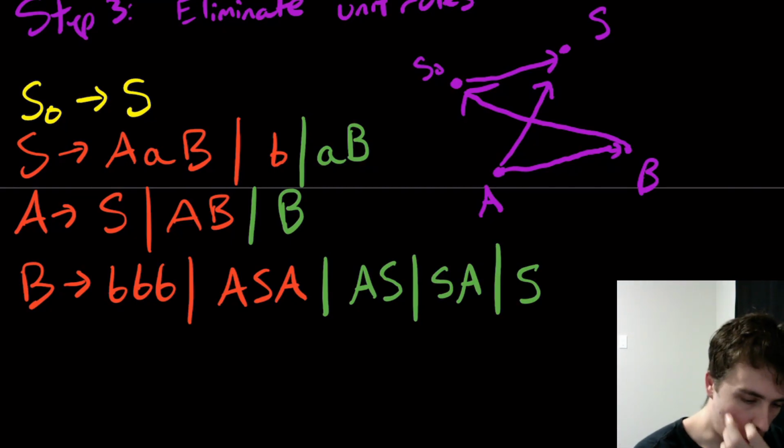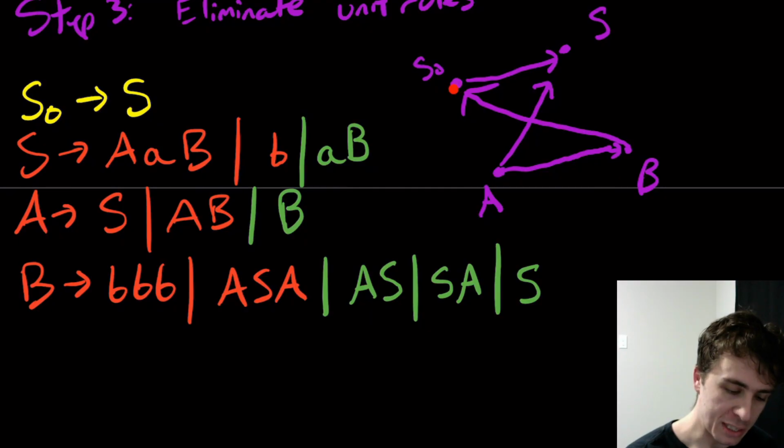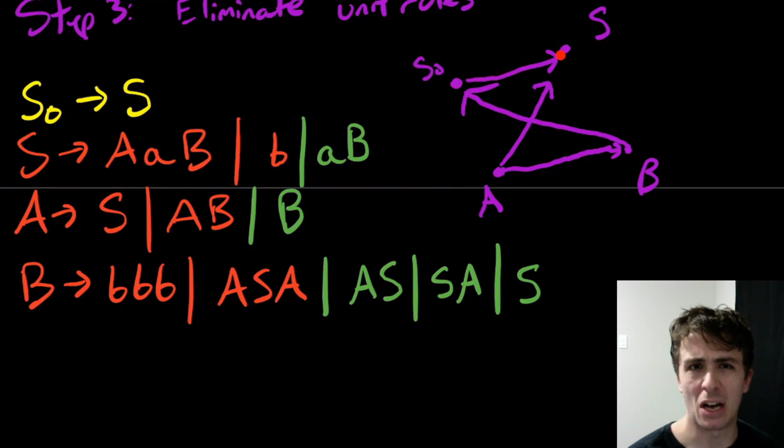Okay, so how are we going to handle this? Well, we're going to look at all pairs in this graph and see, is there a path from one to the other? If there is, then we're going to add additional rules. Okay, so let's see. Well, S0 goes to S, that's obviously a rule.